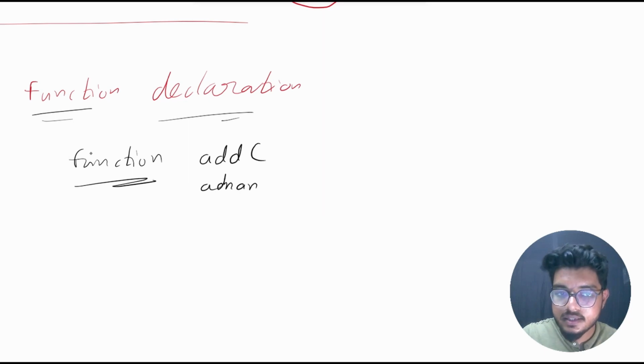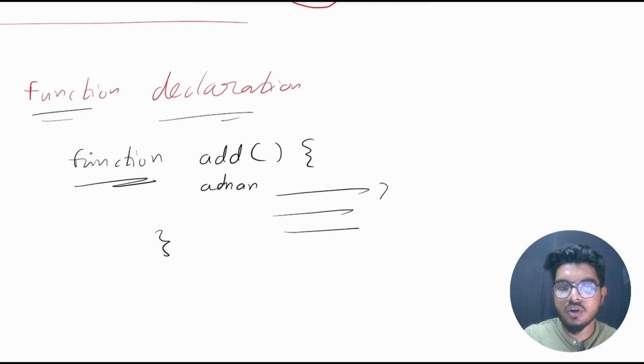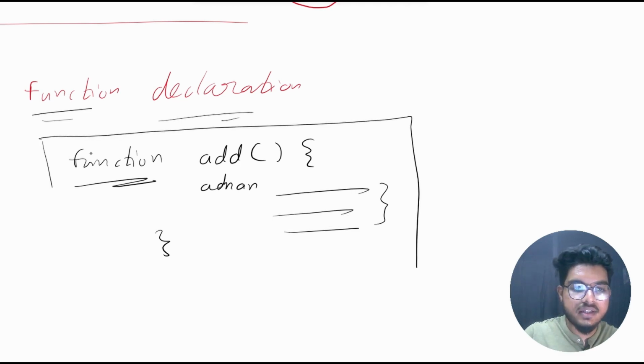After this, parenthesis open, parenthesis close. This is a non-parameterized function. Here you write the block of code. Whatever you want to do, you'll write in this. As simple as that. I hope it is clear. This is the syntax of defining a function usually.